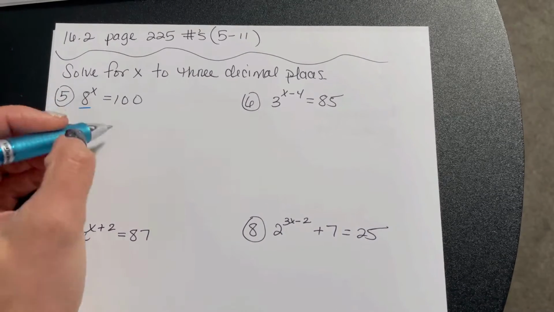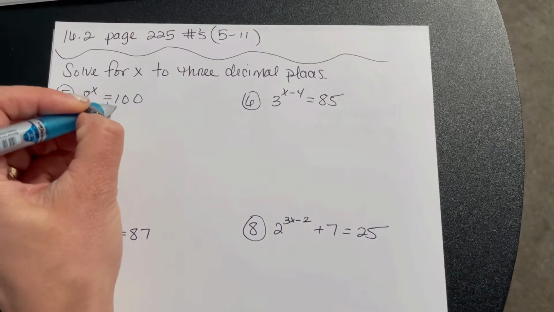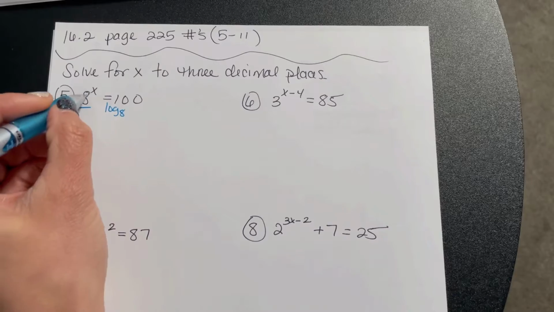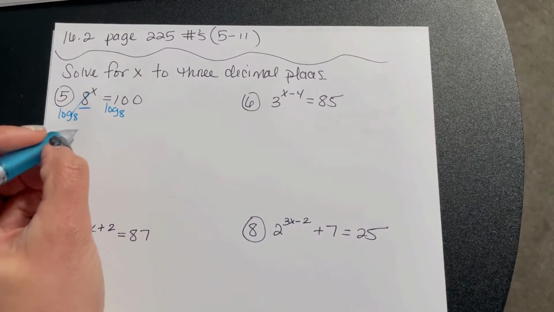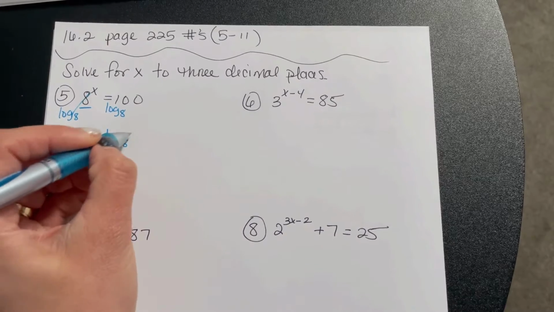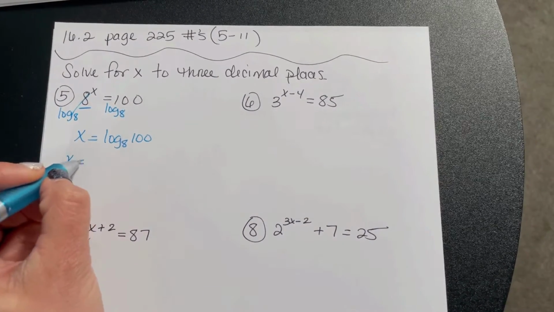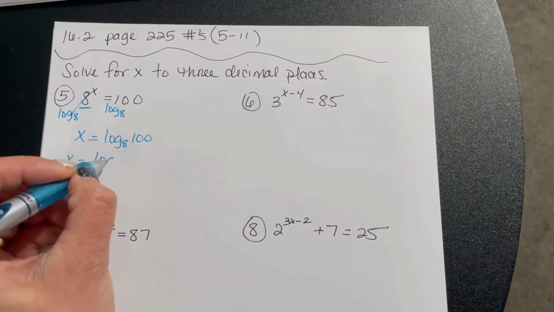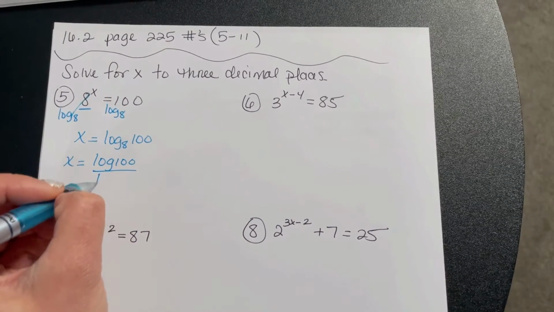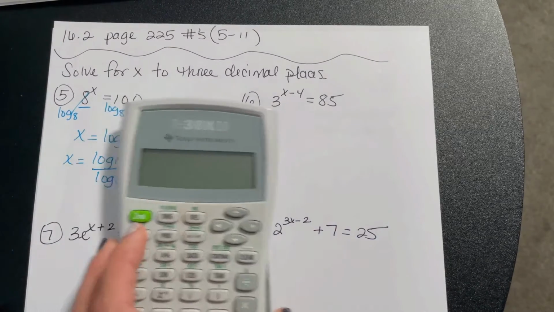So to get the x out of the exponent, you need to take a log base 8 on both sides. That way you can get the double base to cancel out, and then x can come down, and we'll have log base 8 of 100 on the other side. And then remember, we're going to need to use the change of base formula, so log of the input over log of the base, and then you type that into your calculator.